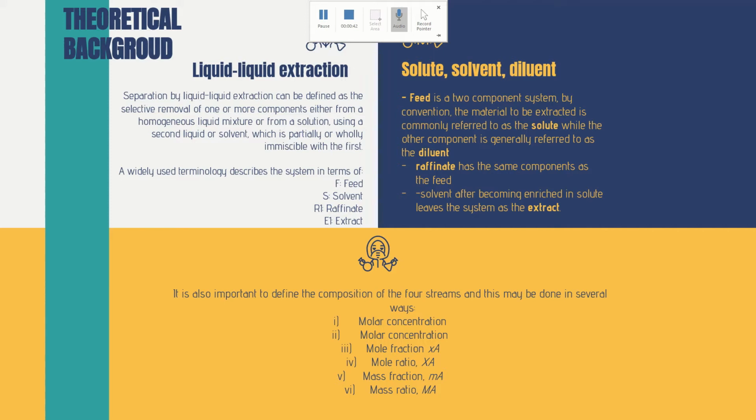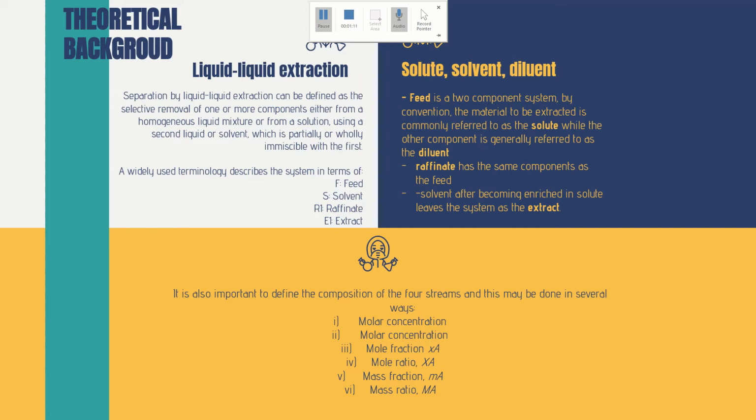Each stream consists of two components. The feed stream consists of the required component and a diluent. The raffinate stream has the same components as the feed, though the proportions are different. On the other hand, the extract stream consists of the required component and solvent. The difference between the extract component and the extracting solvent or extractant may be clear.